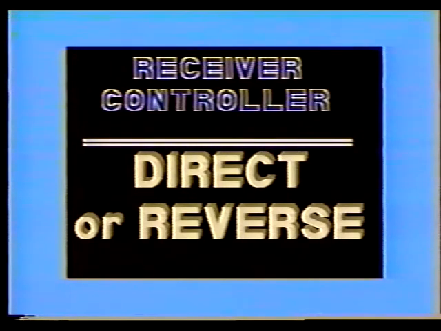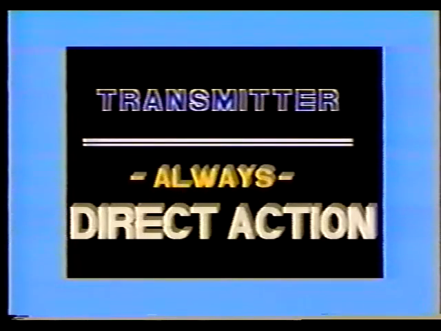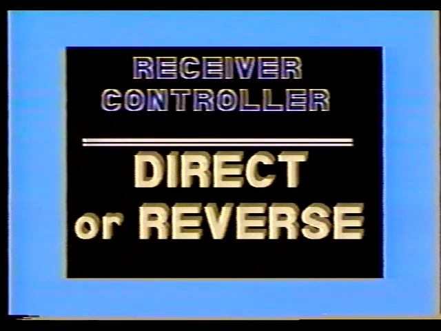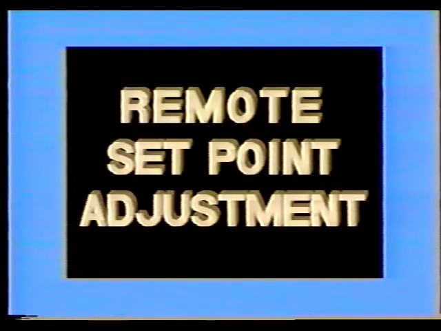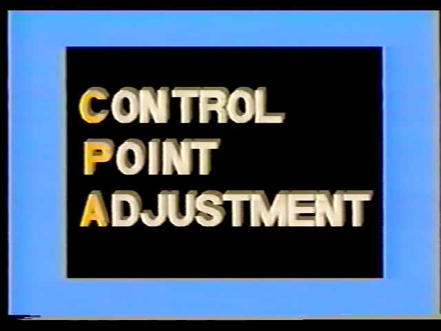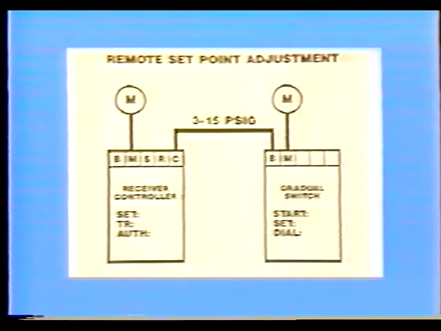The receiver controller can provide either a direct or a reverse acting output in relation to the sensed variable. It should be noted that the transmitter is always a direct acting device, and the receiver controller itself provides the proper action. Receiver controllers also provide the option of selecting models with remote set point adjustment or control point adjustment, sometimes called CPA. This provides the ability to remotely adjust the set point of the receiver controller by varying a 3 to 15 PSIG input signal with a device such as a gradual switch or pressure regulator.